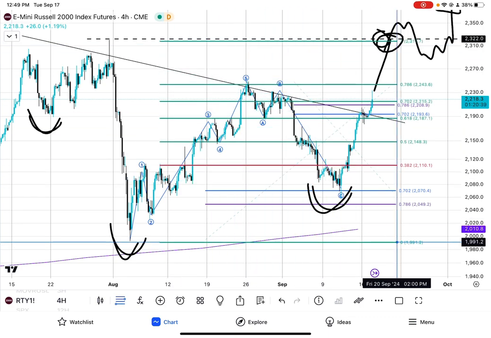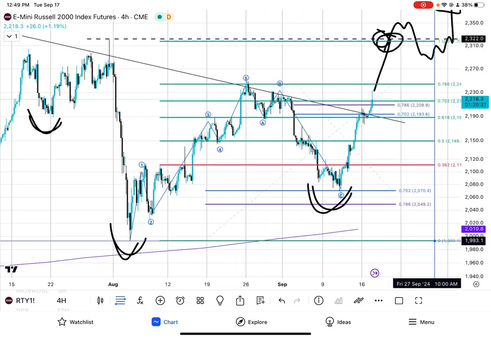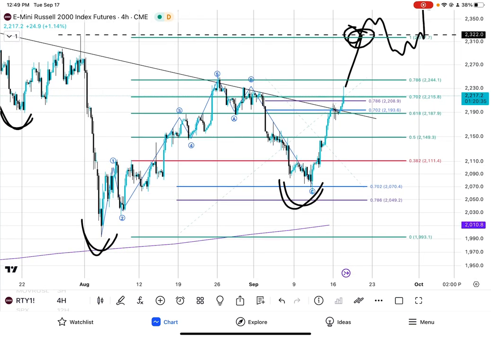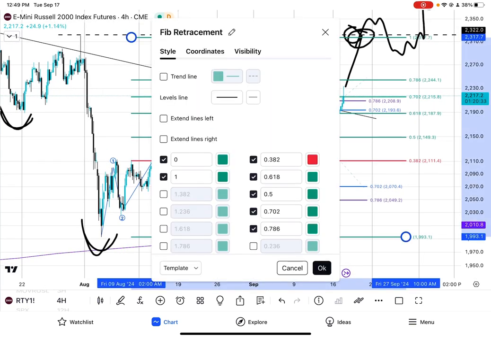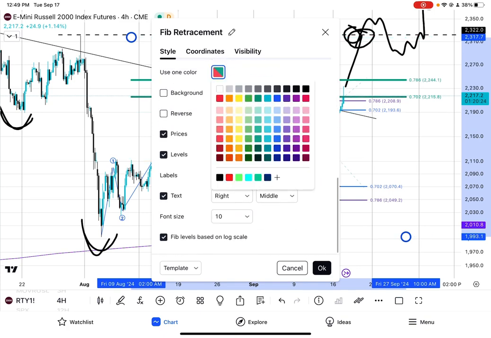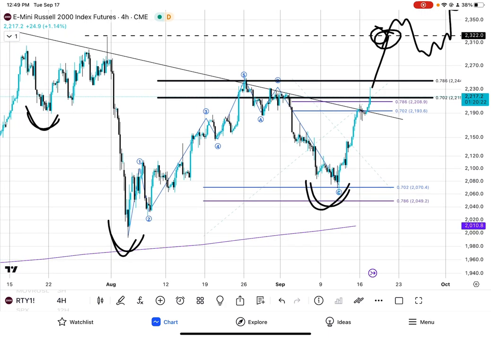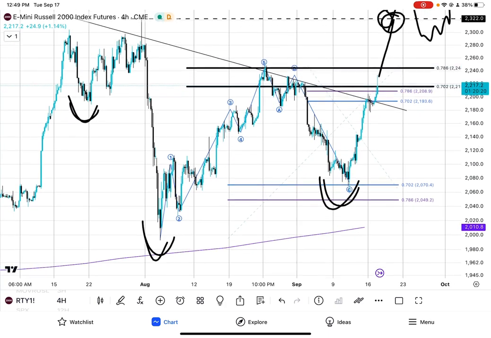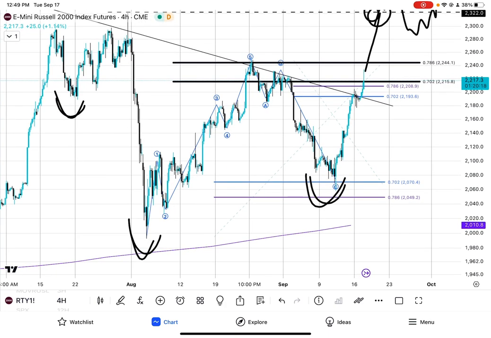Okay, the next macro resistance on the RTY would be 2244 right here. I'll make it black so you guys can see. Right here. Okay, but yeah, we'll definitely update this in the Discord.